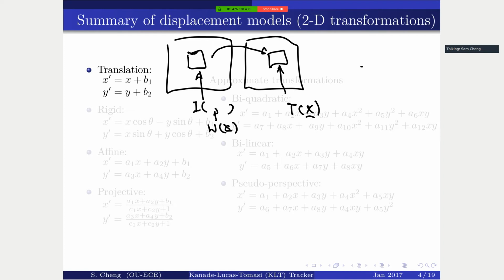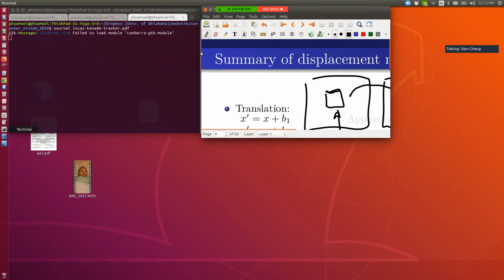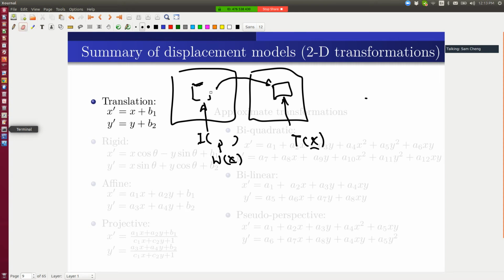Originally, maybe I should draw it a little bit better. Originally I have a square box here. In the next frame, this becomes maybe something like that. My warping function will warp, for example, this pixel to this pixel, and then this pixel to this pixel, and so on. This coordinate to this coordinate. And this warping function, of course, can vary everywhere.